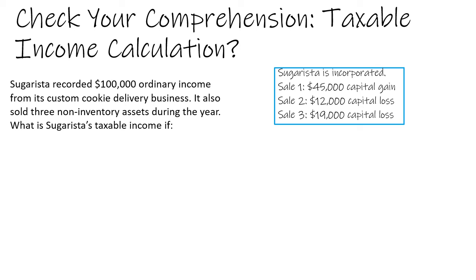In this case, Sugarista's net capital losses are $31,000, and her net capital gain is $45,000. She would record the additional $14,000 as a capital gain. If in the future she suffered a capital loss, she could use this to offset the gain.